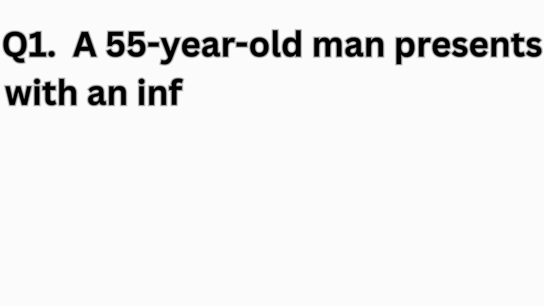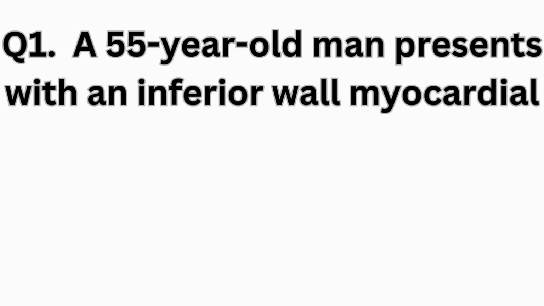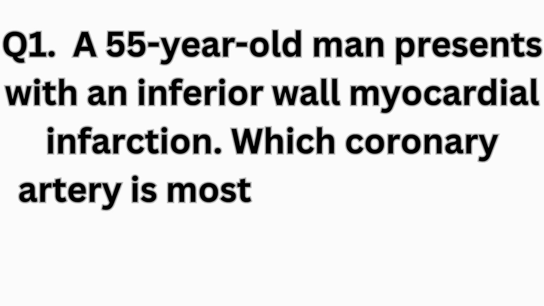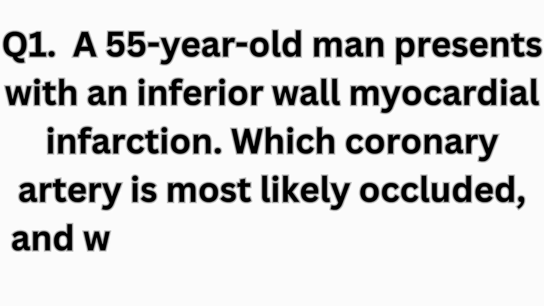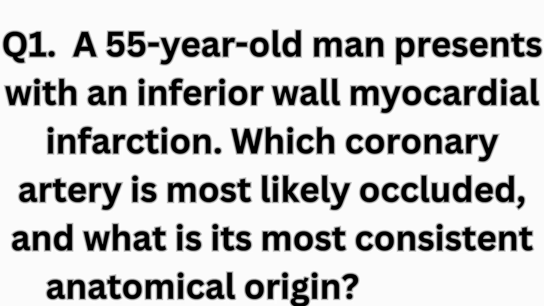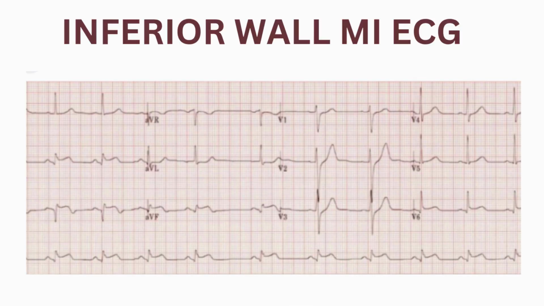Question 1. A 55-year-old man presents with an inferior wall myocardial infarction. Which coronary artery is most likely occluded? And what is its most consistent anatomical origin? Pause the video now. Here comes the answer. It is the right coronary artery.